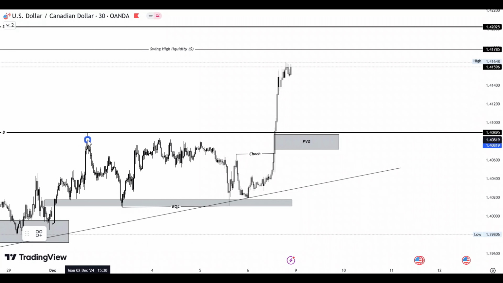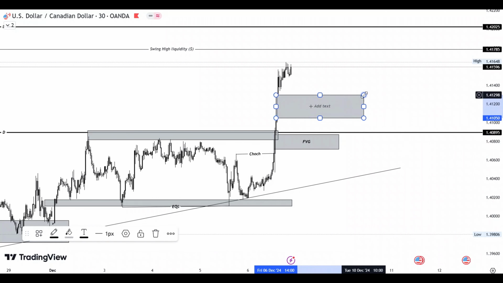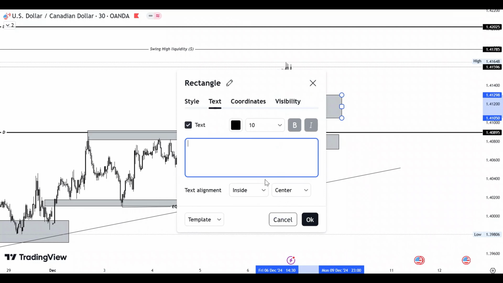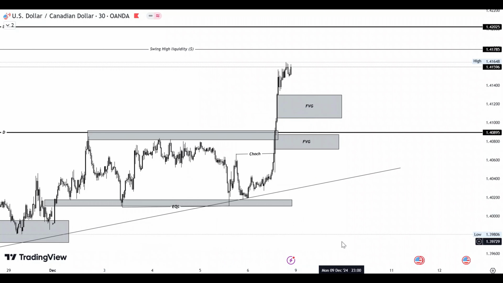Okay, and then we have a break of structure there. Also, we have another fair value gap here. So now we have two fair value gaps for the market to fill. And remember, I said that liquidity is like the lifeblood of the market. It serves as the lifeblood of the market.